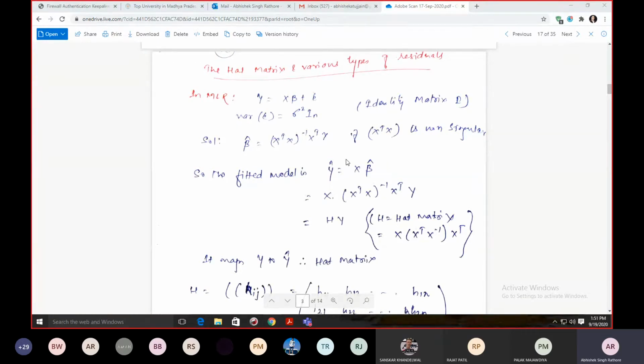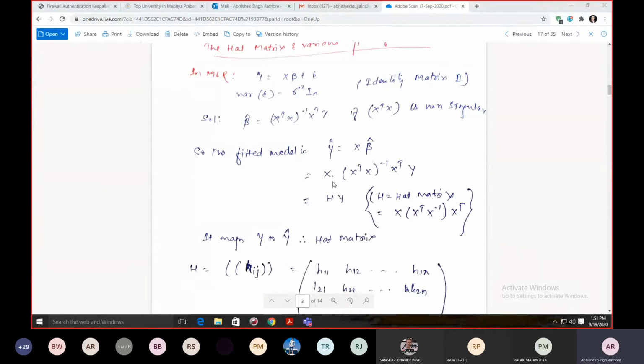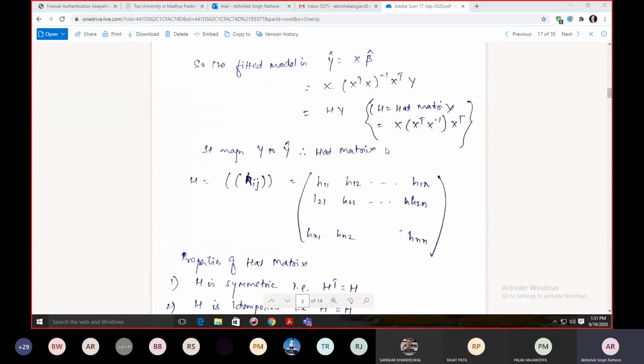So this is why it is known as the hat matrix, because when we multiply the hat matrix to your original y, you will get your new estimated y. So that's why we call this a hat matrix. And what are the items of this hat matrix? It contains h11, h12, and so on. So this is your hat matrix, that is X into (X transpose X) whole inverse, then X transpose. This is your hat matrix.